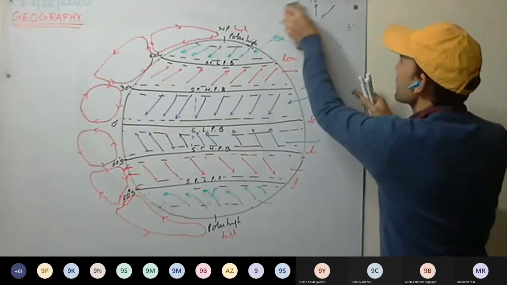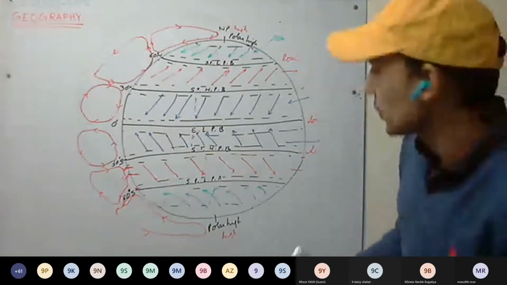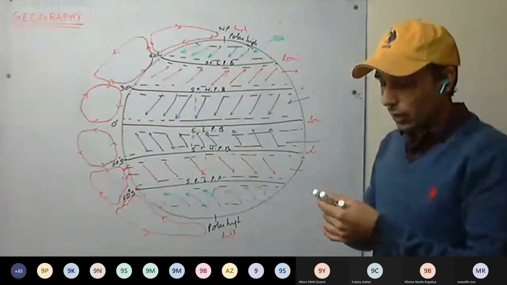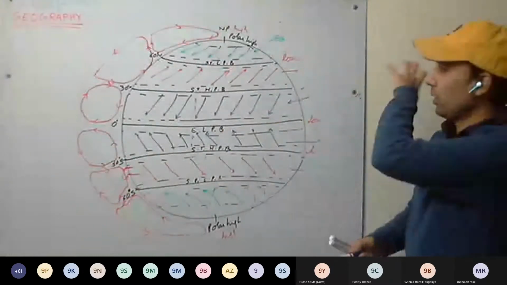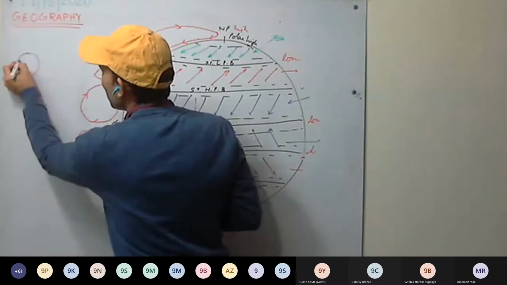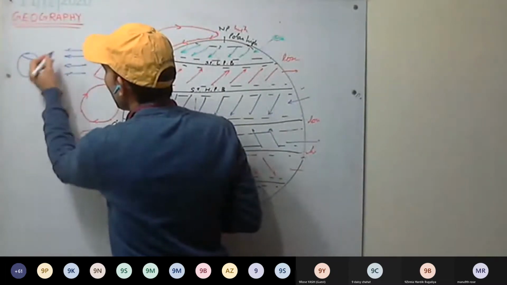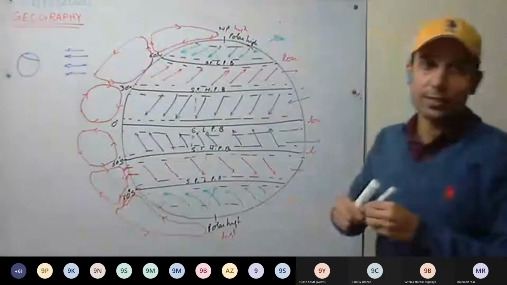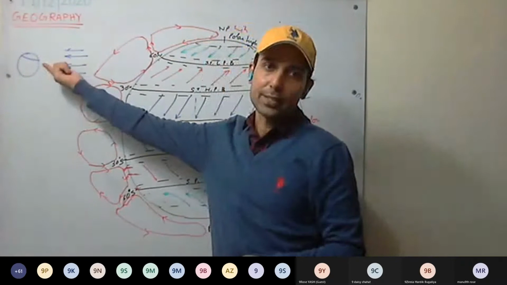Okay, first we discuss the shifting of pressure belts. So see here, these pressure belts follow the sun. As on 21st June, that is summer solstice, the rays of the sun fall vertically overhead.